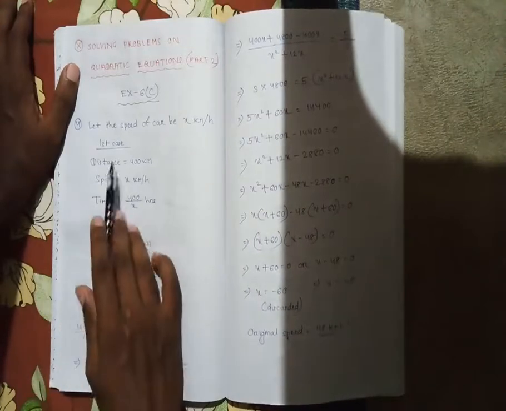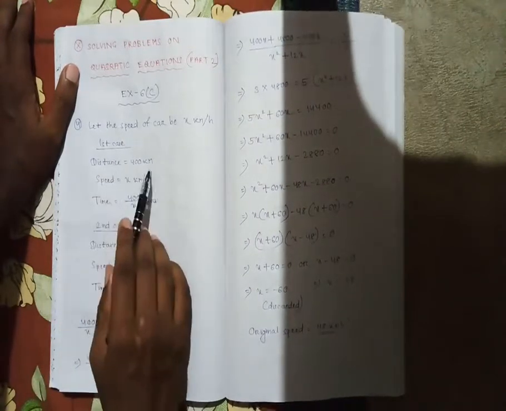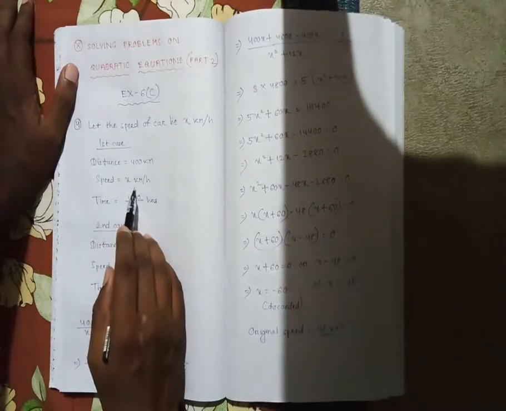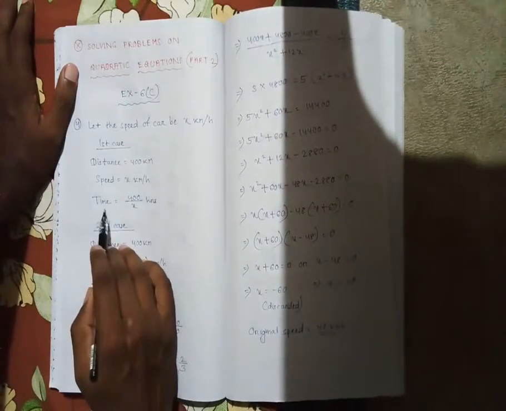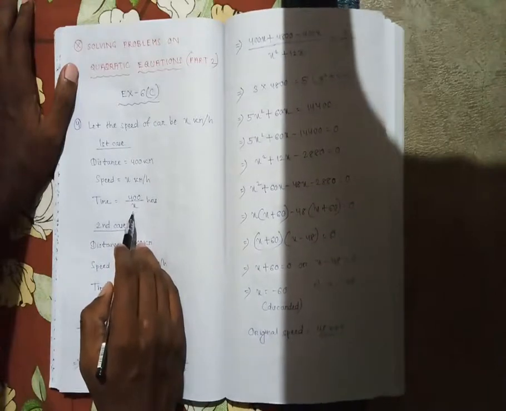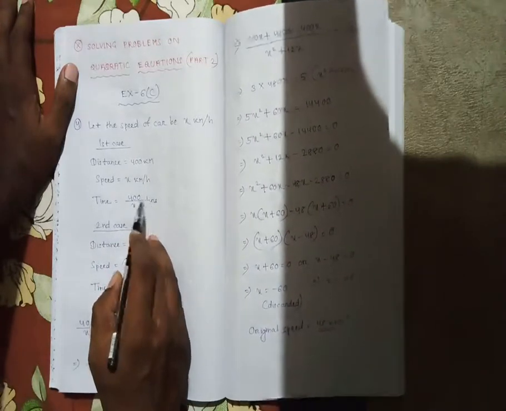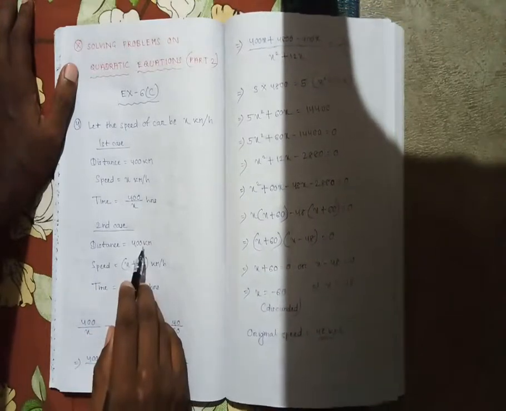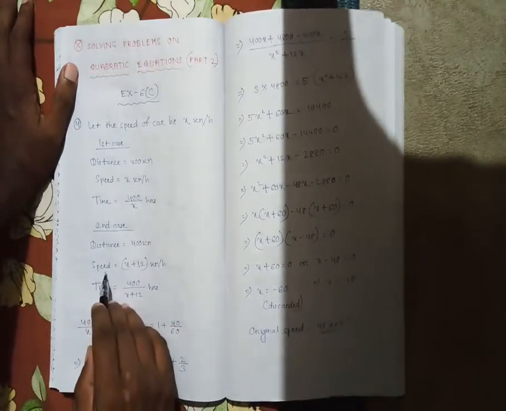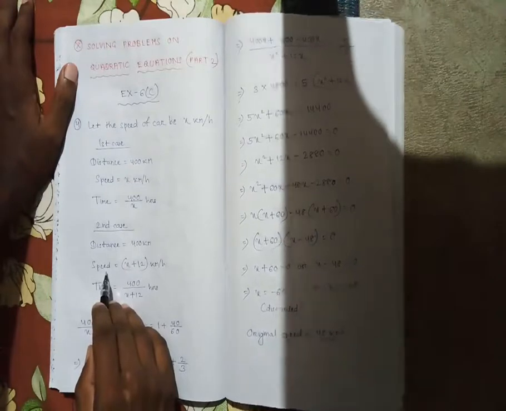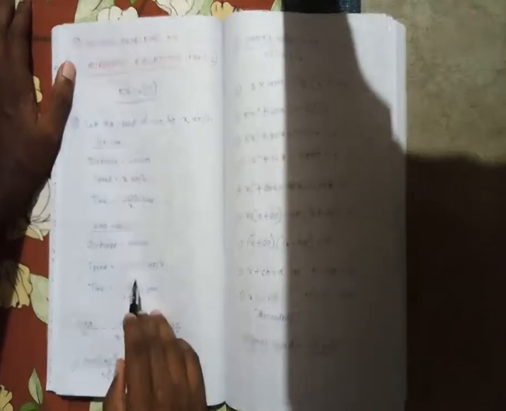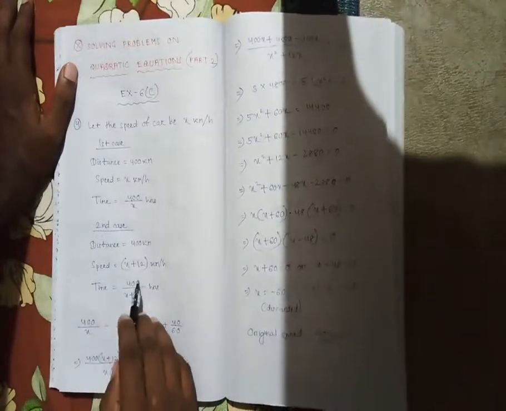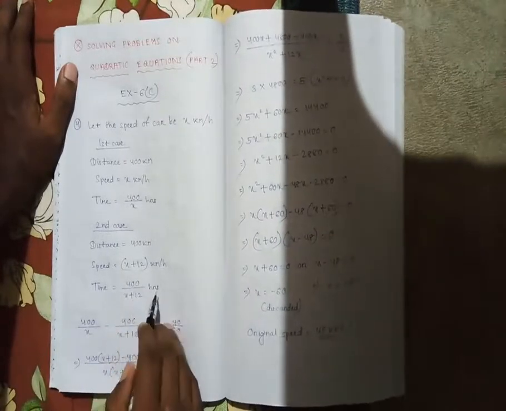First case, distance is equal to 400 kilometers. It is given. Speed is equal to x kilometers per hour. So time will be distance by speed, that is 400 by x hours. Second case, distance is equal to the same 400 kilometers, but now speed has been increased by 12 kilometers per hour. So speed is equal to x plus 12 kilometers per hour. So time will be 400 by x plus 12 hours.